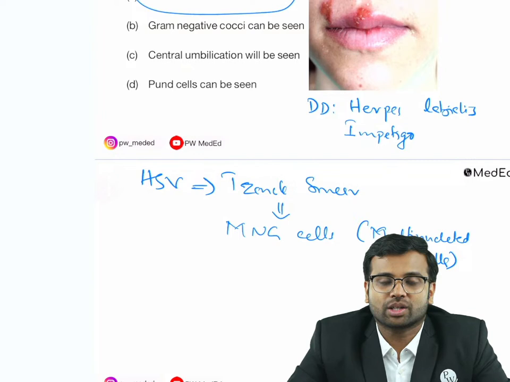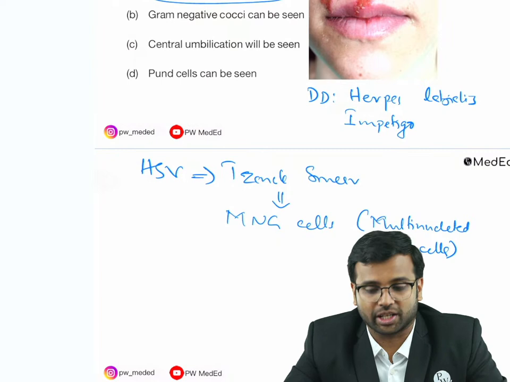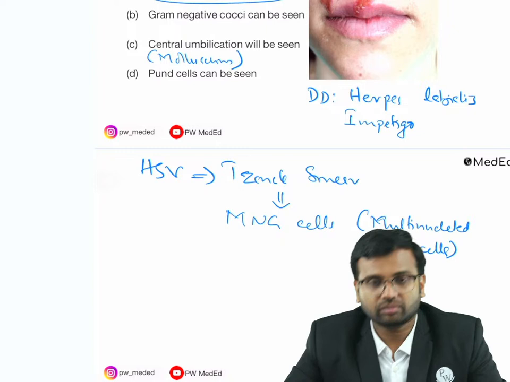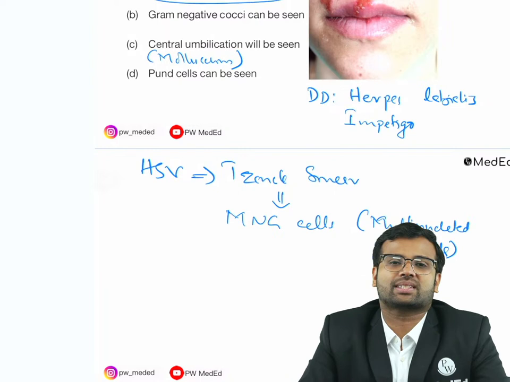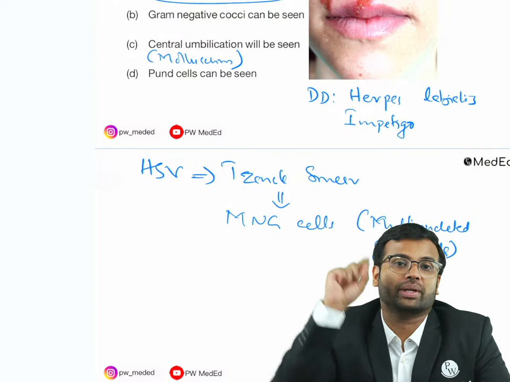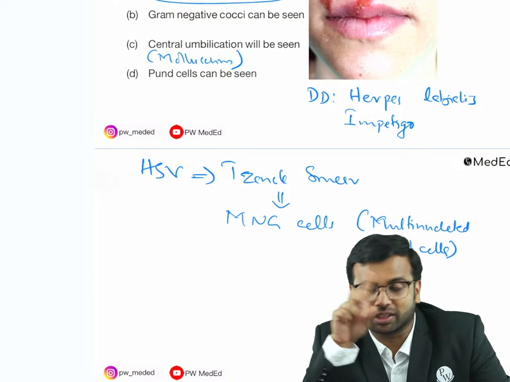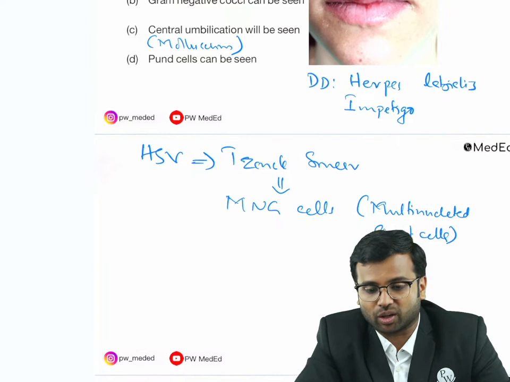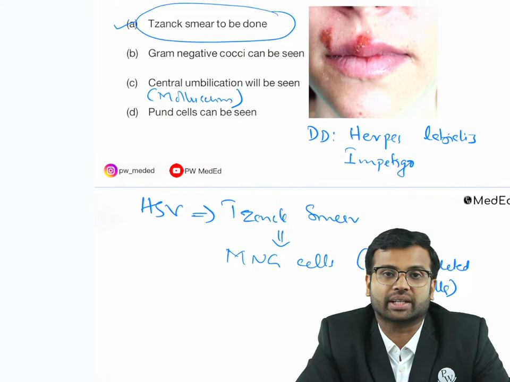So yes, central umbilication can be seen in molluscum contagiosum. And these kind of Pund cells, where do you find these Pund cells? You can see in Donovanosis, Donovan bodies. Remember the closed safety pin appearance of the Donovan bodies? So where are these bodies present? These are present within the Pund cells, isn't it? These are large mononuclear cells. So these are also not the answer. So here the right answer is going to be option A. That is Sang smear has to be done.